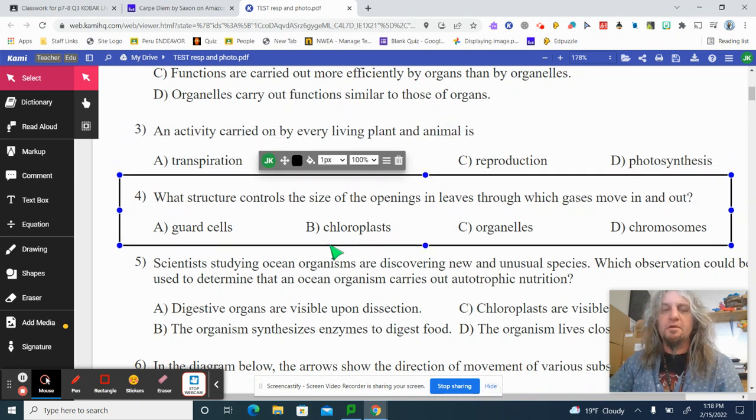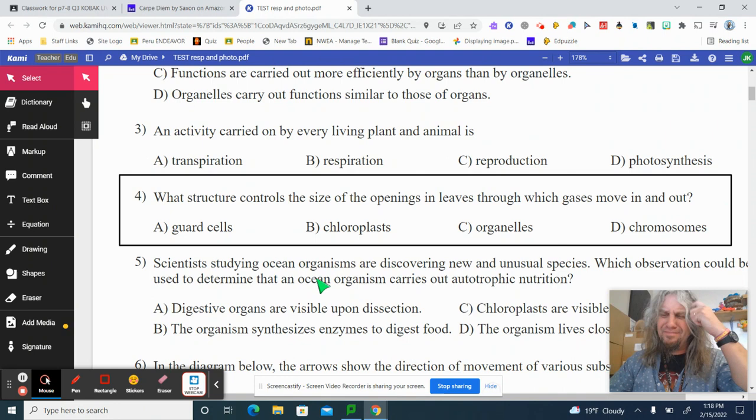Question number four. What structure controls the size of the opening in leaves through which gases move in and out? A. Guard cells, B. Chloroplasts, C. Organelles, D. Chromosomes.